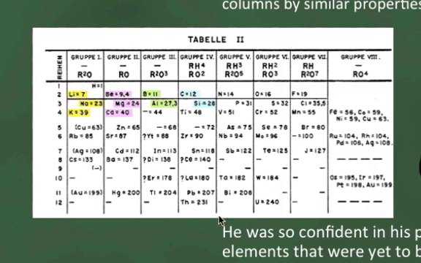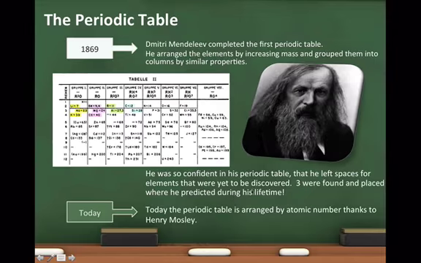He was so confident in this periodic table that he actually left spaces where he believed elements should be, but he thought they just hadn't found them yet. So you can see one here, here, and here. And he was correct to do that. In his lifetime, 3 elements were found and placed exactly where he predicted on the periodic table.